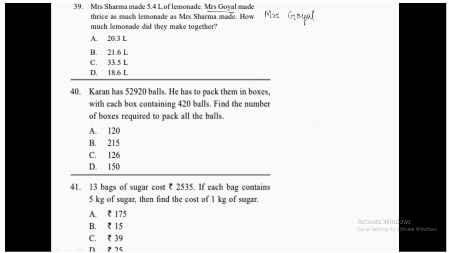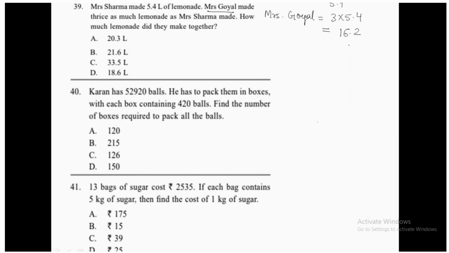Thrice as much as Mrs. Sharma. Okay, so Mrs. Sharma made 5.4, because the question is saying that she makes thrice of that amount that Mrs. Sharma made. So thrice of 5.4 will give us what? 3 fours are 12, 3 fives are 15, 15 plus 1 is 16. So when we multiply this number, 5.4, with 3, we get 16.2.